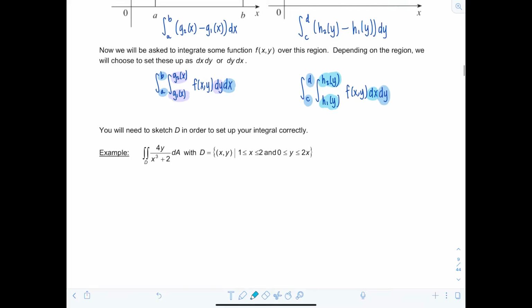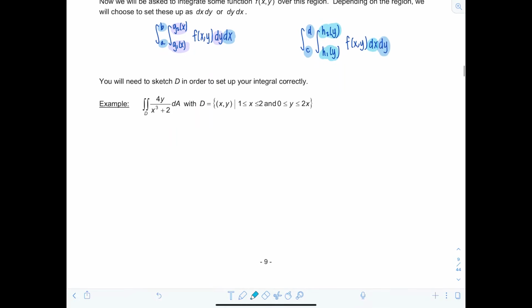Okay, so here we go. We've got a double integral over D. I'm not going to pay attention to f of x y until later. I'm going to focus on integrating it once I get everything set up and good to go. So right now, I'm going to look at D here. D is the region where x is bounded between 1 and 2, and y is bounded between 0 and 2x.